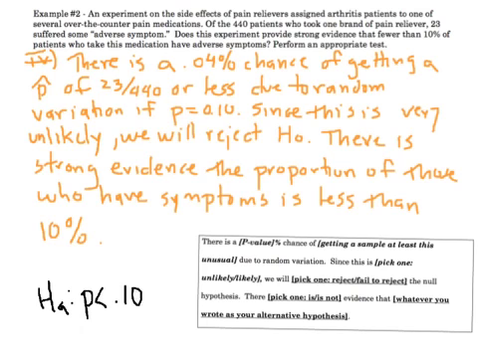Notice this part right here is exactly what I wrote as my alternative hypothesis, but here it's in English, where in step 1 it was symbolic. That's a complete example.